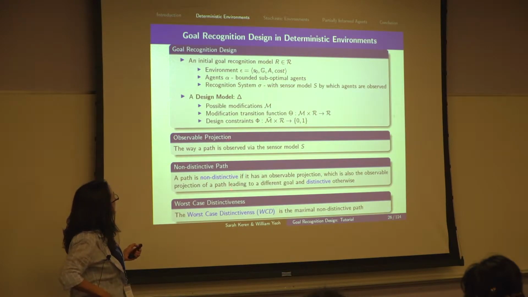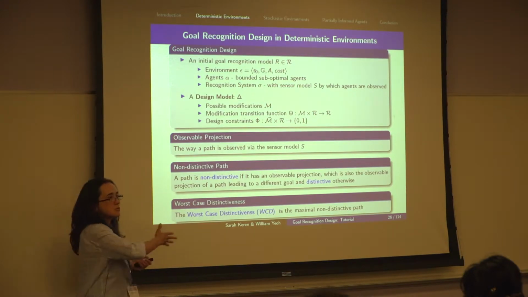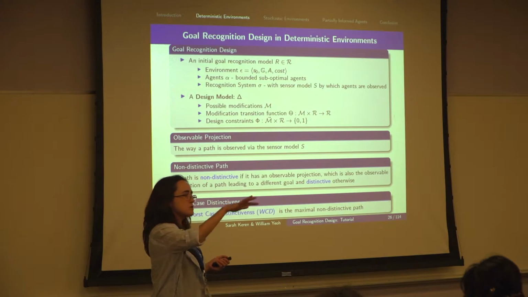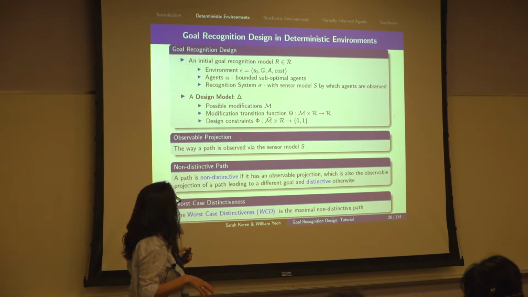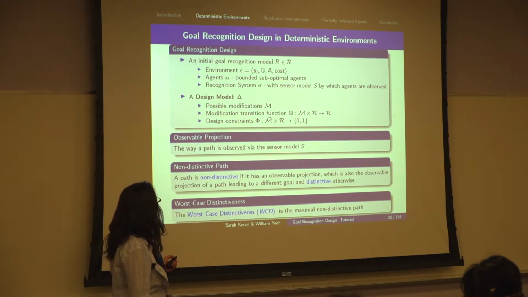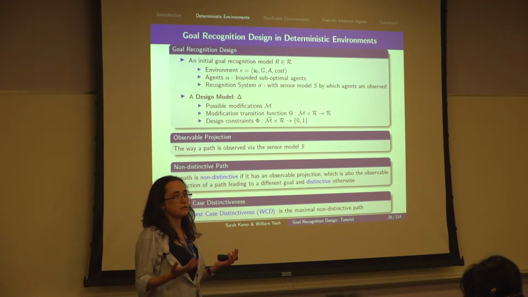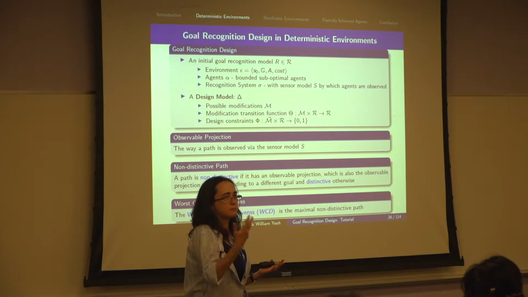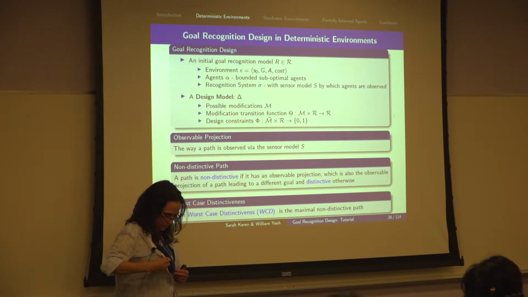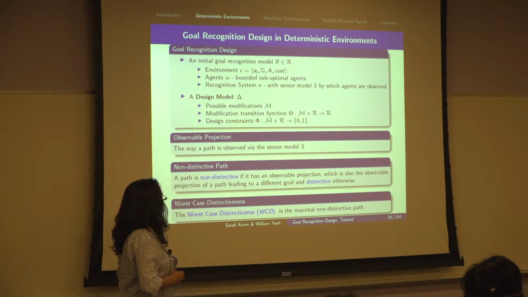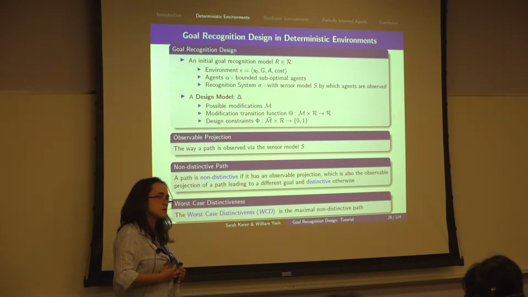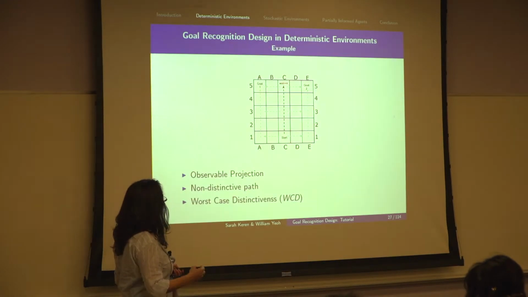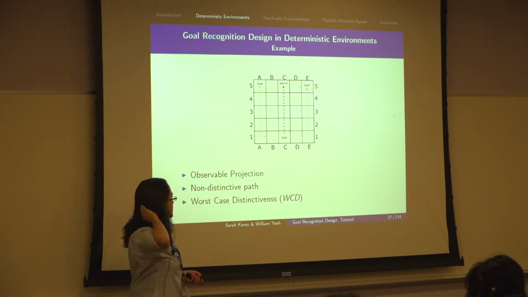The observable projection induces a set of possible behaviors. We have a sensor model of the observer that defines how behavior is perceived. A non-distinctive path, this is just establishing terminology, is a path that doesn't reveal the goal of the observer, and we are interested in finding the worst-case distinctiveness. So let's see this in our example.